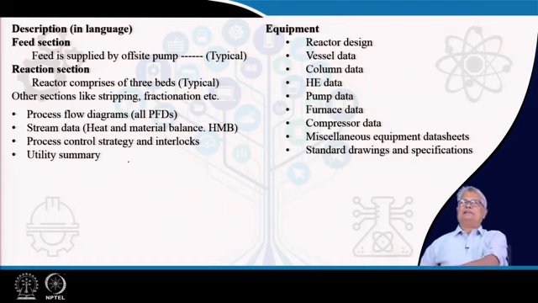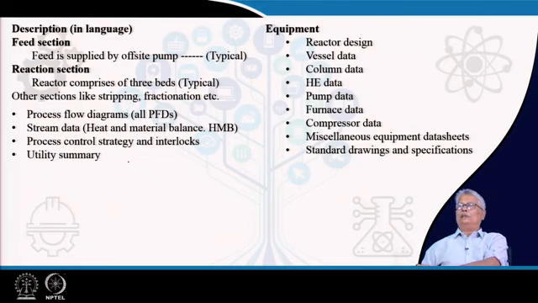You definitely have a description in the language. For example, at least in this particular process package, there was a description of the feed section. Normally, the feed section will also include the offsite pumps, which is a typical system. Reaction section here. All other sections like stripping, fractionators will also be outlined separately, including the process flow diagrams, stream data, process control strategy as P&IDs and interlocks, and the utility summary.